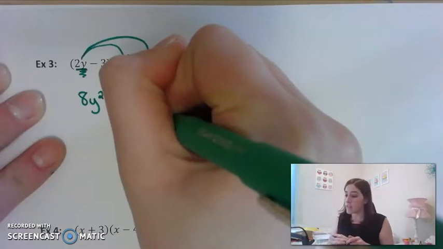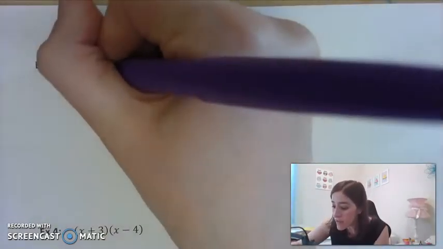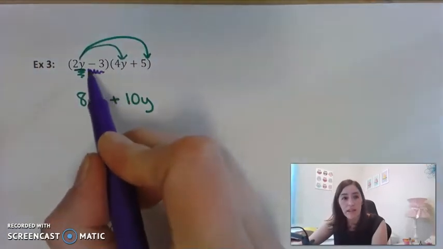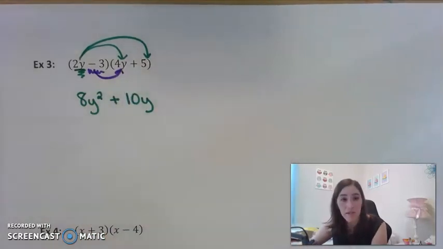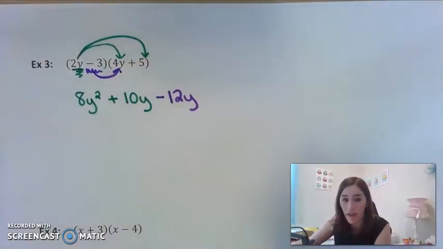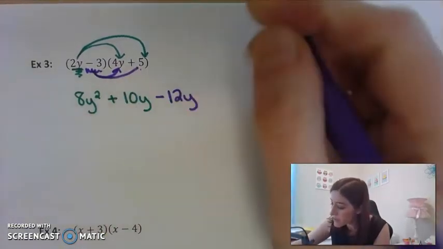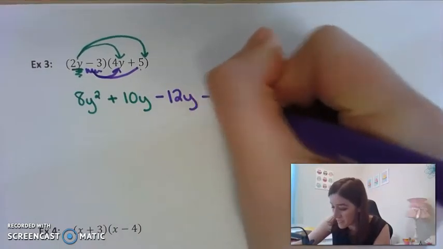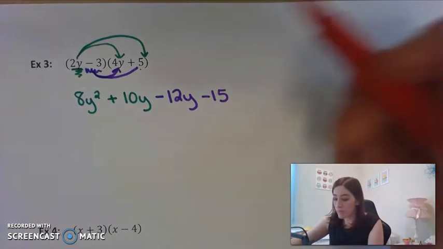All right, once it unfreezes, then we're going to distribute the second term. Make sure you realize that this isn't just 3, it's negative 3. So I'm doing negative 3 times positive 4y, which gives me a negative 12y. And my 2 constants at the end, negative 3 times positive 5 is negative 15. And like I said, if you did this right, your like terms should be in the middle.